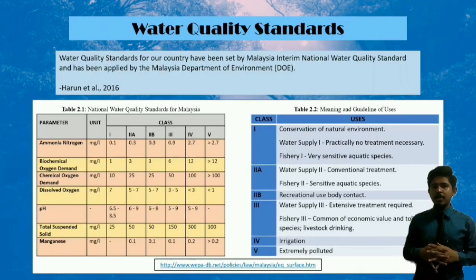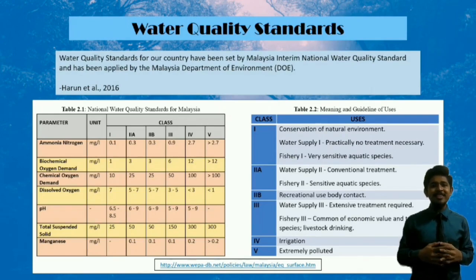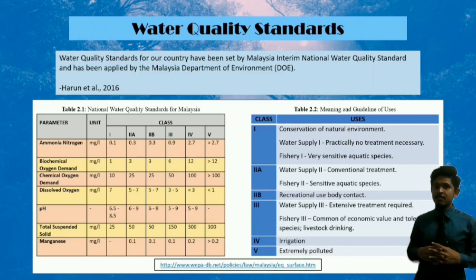Next slide. Okay, now we focus on the water quality standard. Water quality standards are set by each country. For Malaysia, the water quality standard has been set by the Malaysia Interim National Water Quality Standard (INWQS). Table 2.1 is about the national water quality standard for Malaysia. These are a few parameters.